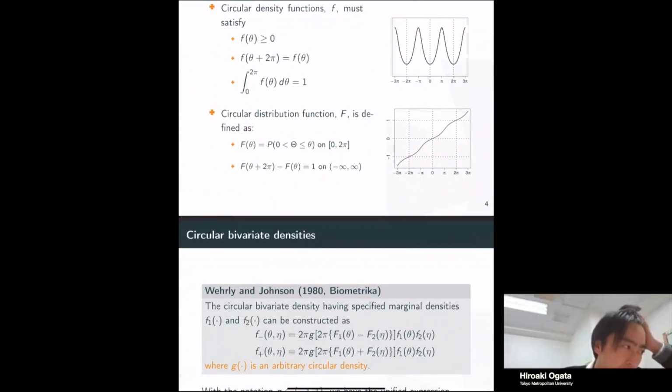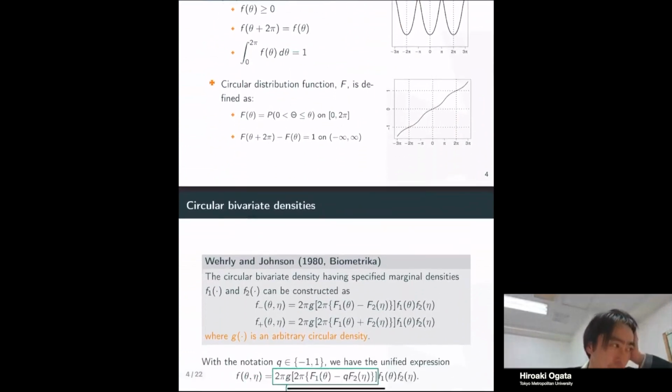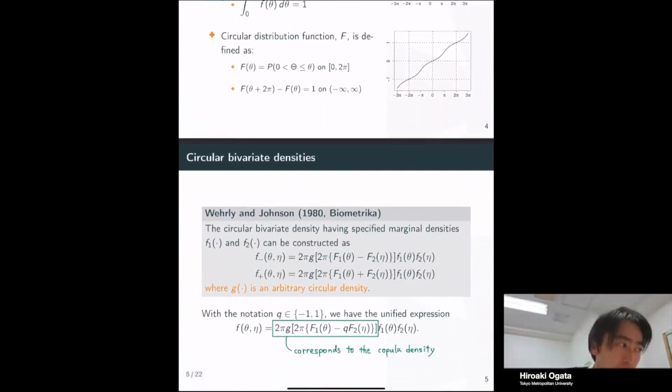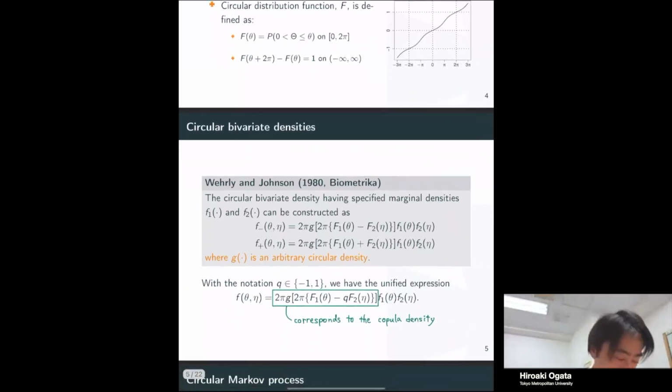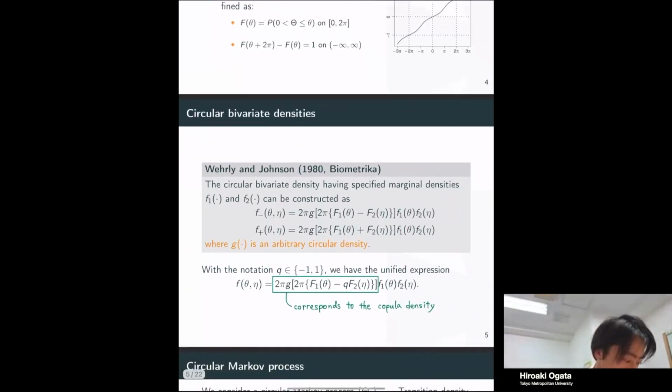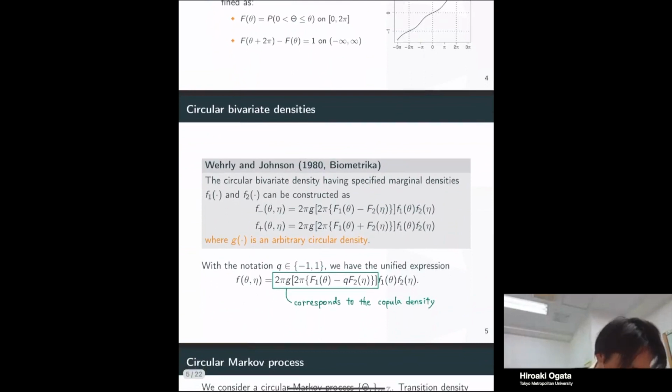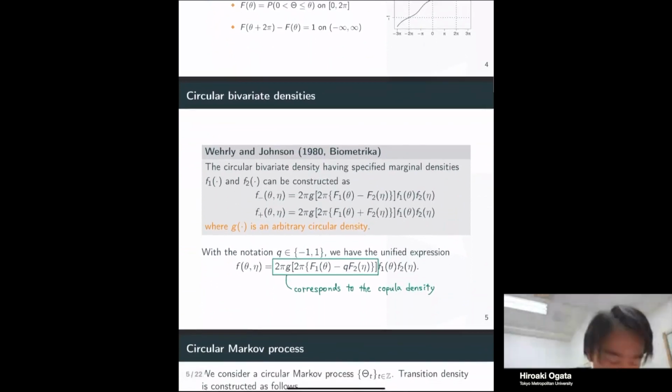Then in my talk, we want to consider the circular Markov process. Its construction is based on Wehrly and Johnson's results, which were talked about in Professor Kato's talk, the first talk of today.